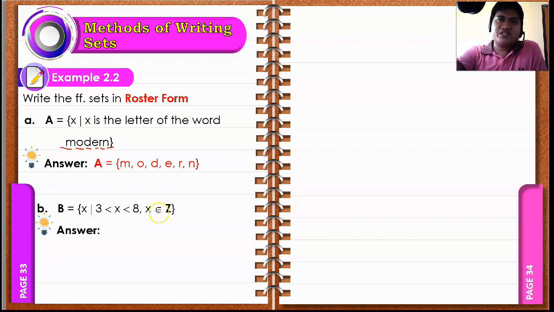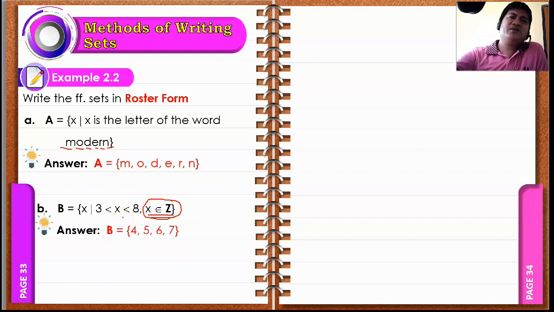Another one: a set of all x such that x is greater than 3 but less than 8, and x is an element of the integers. This is very important, the other part of the definition, because if we just say x is greater than 3 and less than 8, we have 7.9, 7.8, 7.99, 6.9, 6.8. In that case, we cannot determine the members of that set. So it should be well defined. This means that I'm asking only for the elements that are integers. So B equals 4, 5, 6, and 7. The 8 is not included since it is less than 8. The 3 is also not included since our set is greater than 3. So the final answer is 4, 5, 6, and 7.